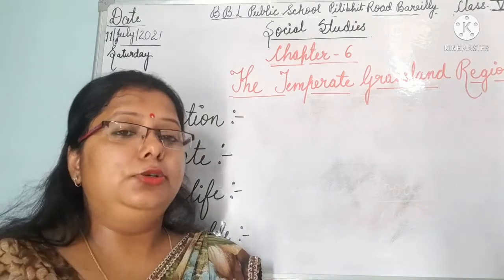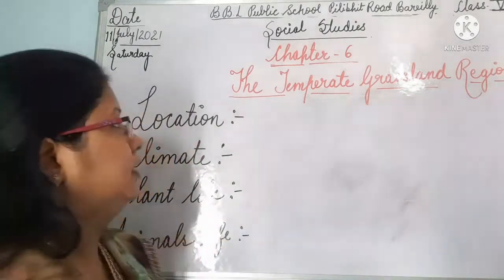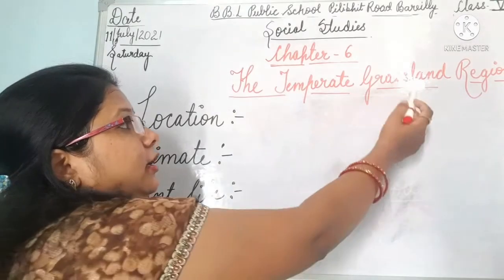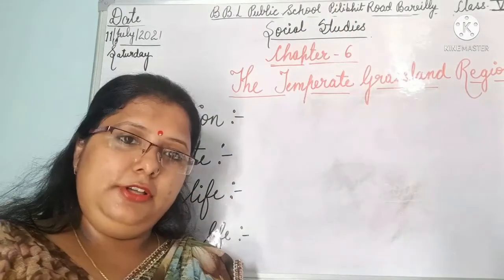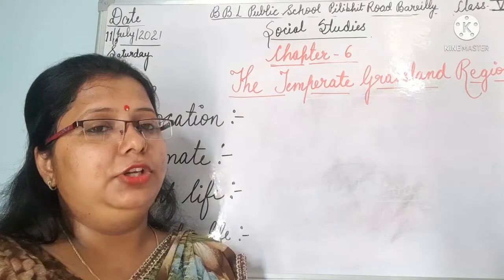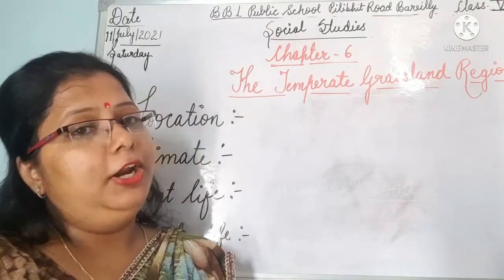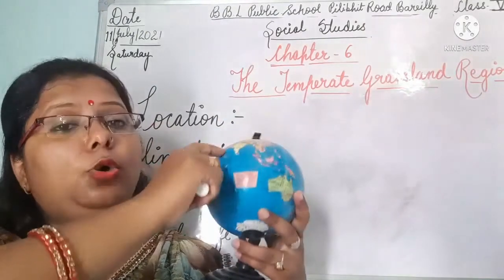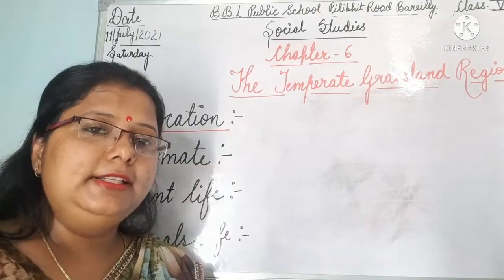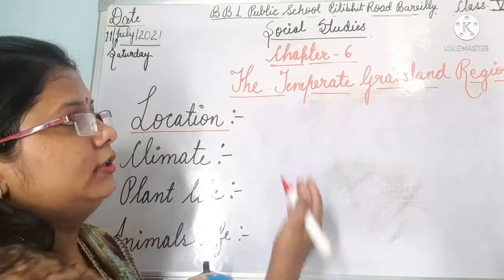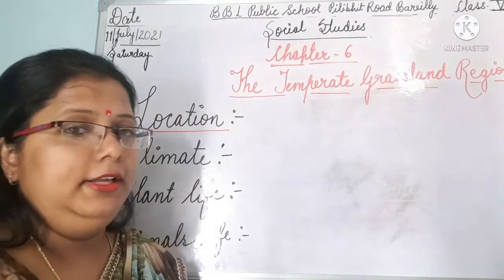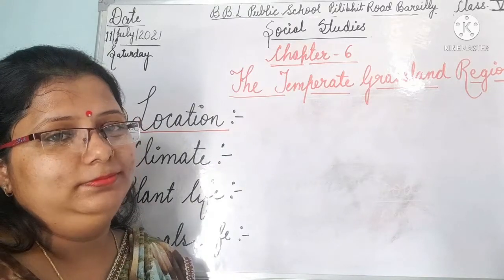So, children, today we are going to start our chapter number 6, that is the temperate grassland region. After studying the different climate regions in the torrid zone, now we are going to start with our temperate zone. So, children, let's see where this temperate grassland region lies, or its location.